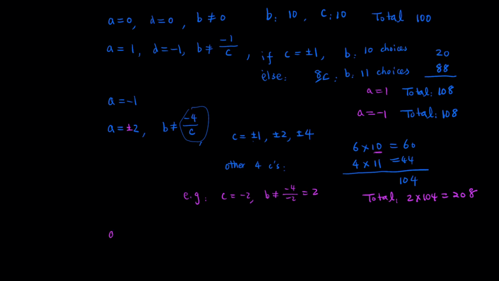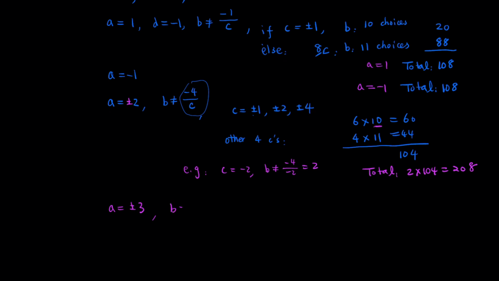Now, how about A equal positive or negative 3? Then B cannot equal negative 9 over C. Now, you may say, oh, C cannot equal 1, right? But if C equals 1, this is going to be negative 9. B, of course, because B's range is negative 5 to 5, right? So this is irrelevant. If C equals positive 1, then B can take any value, so we also have 11 choices, right?